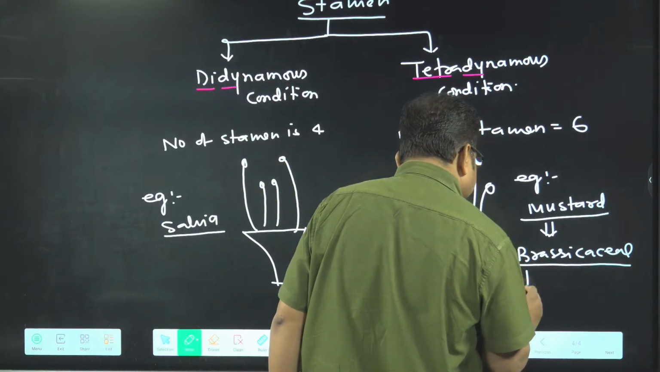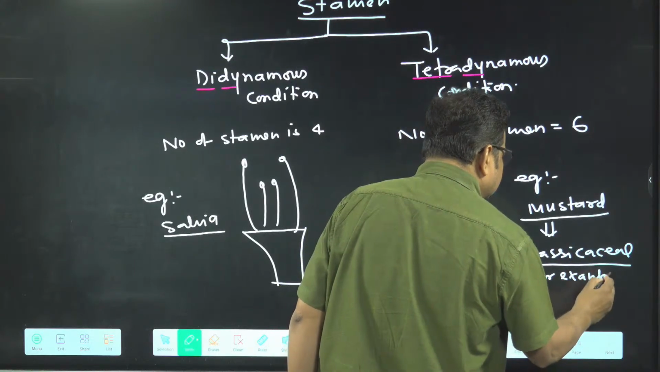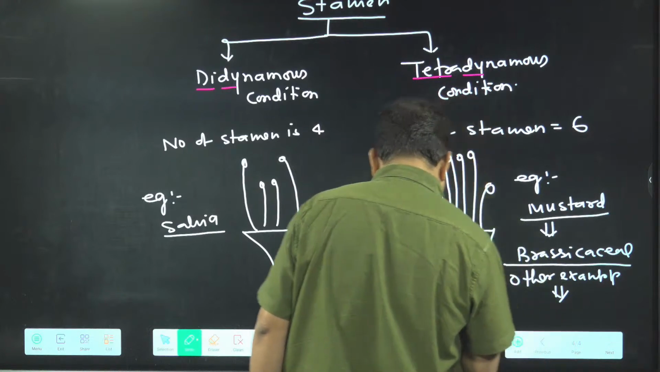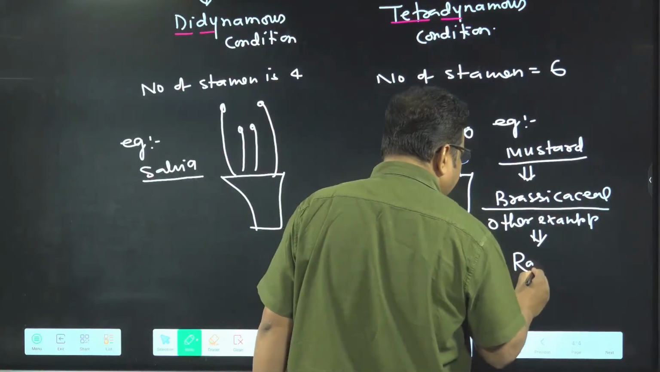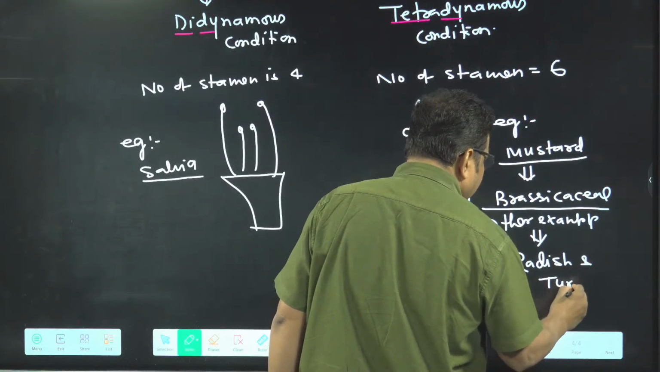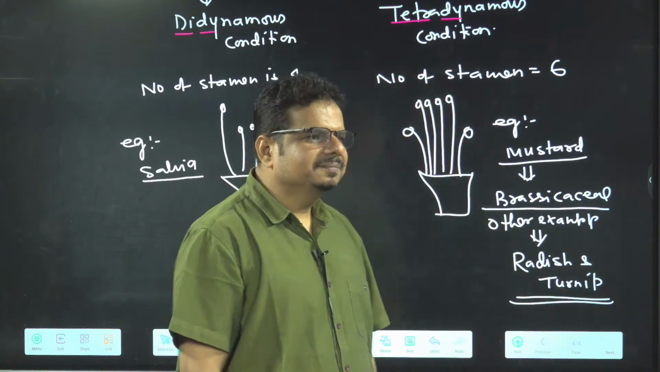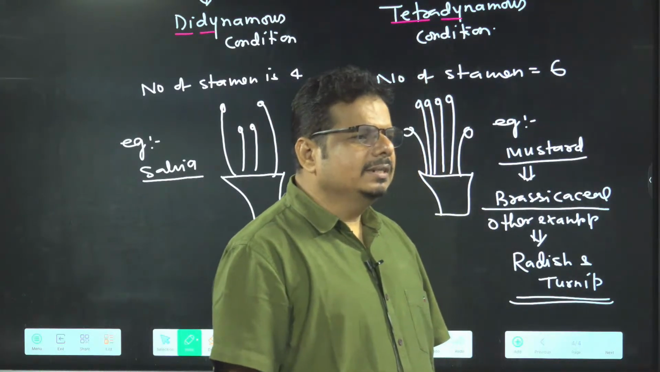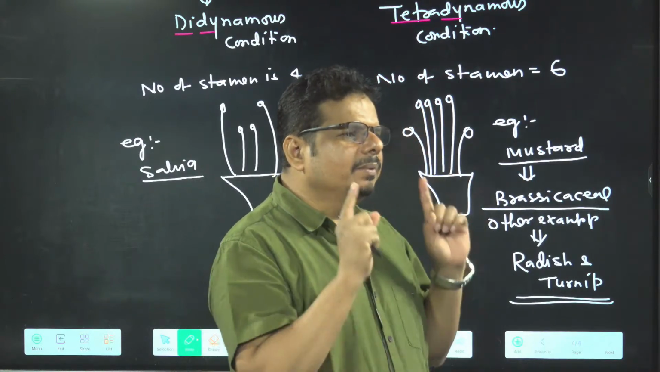Another example is radish and turnip also. Slowly, your example bank becomes strong. Radish and turnip. And it will come to perfection only when you revise. See, morphology doesn't require brain or IQ. It simply requires commitment.